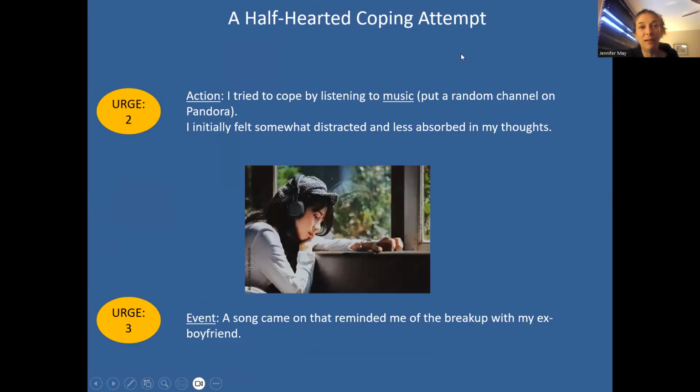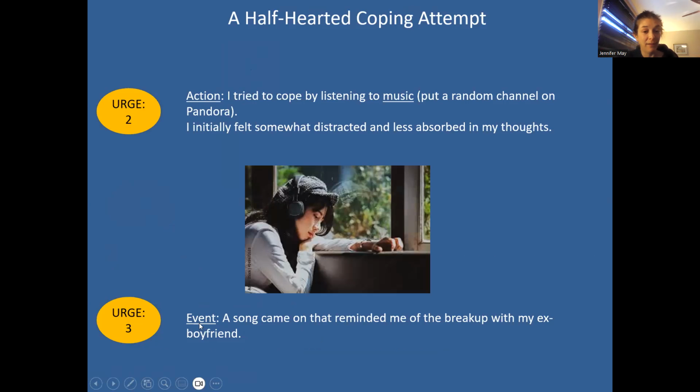So then she makes a half-hearted coping attempt. She did try. She coped by listening to music, and a lot of people like to cope by listening to music, so that's a reasonable thing to do. She did it by putting on a random channel on Pandora. Initially she felt somewhat distracted and less absorbed in her thoughts. So it started out pretty good. The urge went down from 3 to 2.